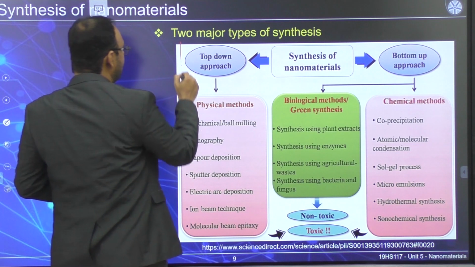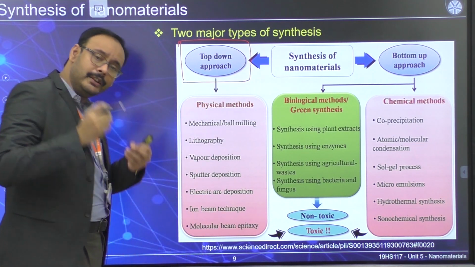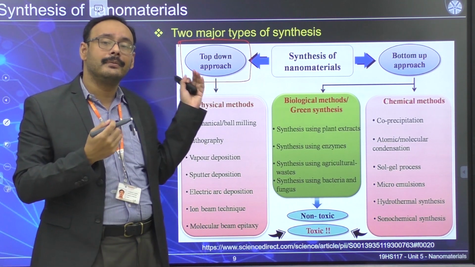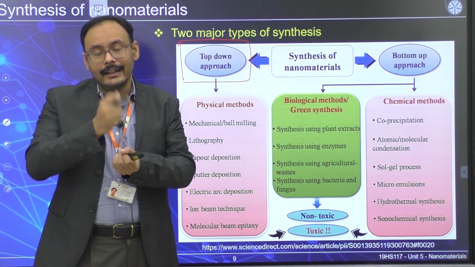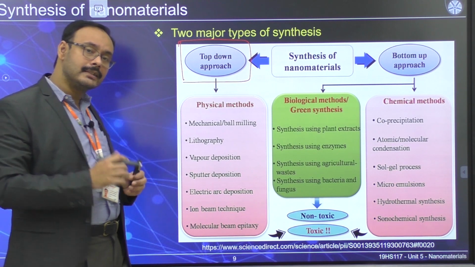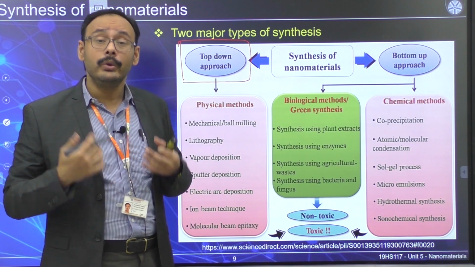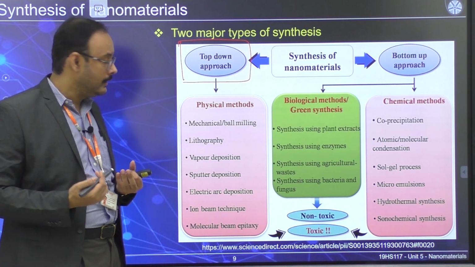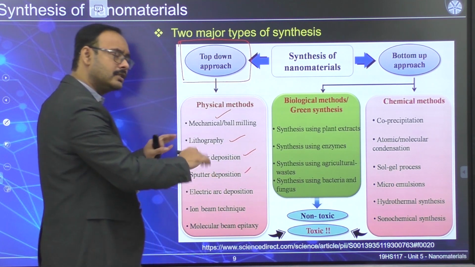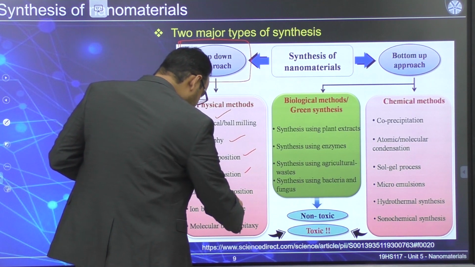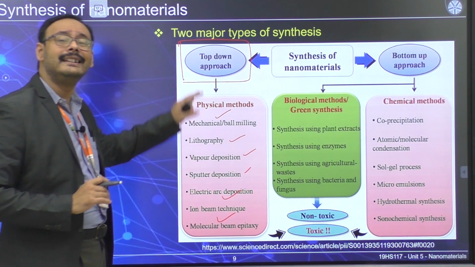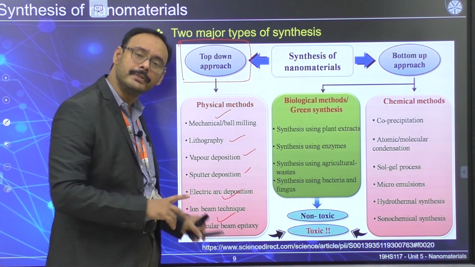Now, as far as the top down approach is concerned, you need something to break down the material. As I have shown in the cartoon, you need some hammer to cut down bigger chunks to smaller chunks. As simple as that. But obviously we are not going to be using a hammer. We use some sophisticated physical methods, for example ball milling, lithography, vapor deposition, sputtering. Sputtering can also be considered as both, electron arc deposition, molecular beam epitaxy. You don't need to know all the details about the procedures, but you need to know some terms in it.